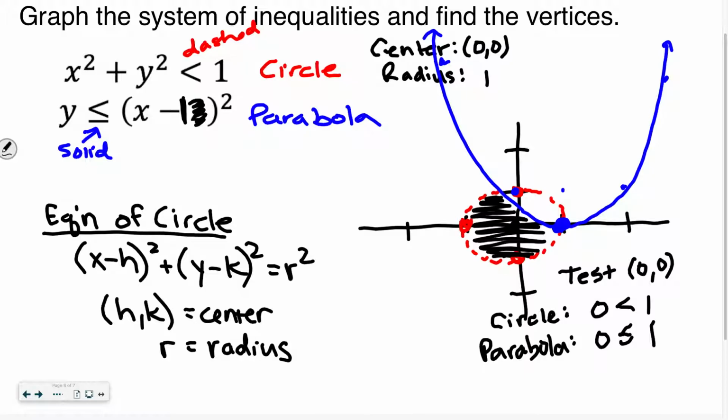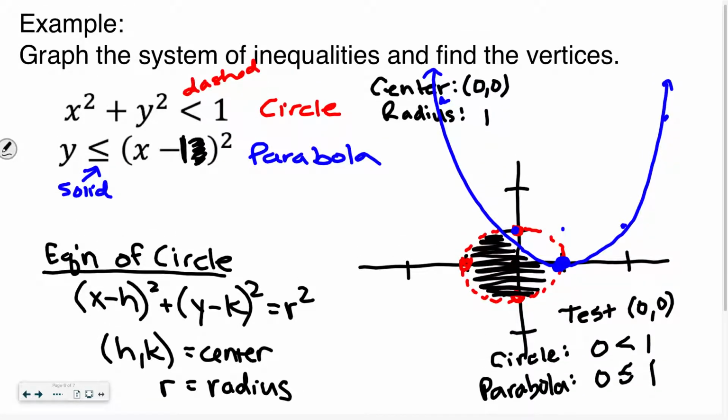Okay, questions about my graphing? Okay, now remember, on the homework, it's going to ask you not only to graph them, but to also find the vertices. So just really quickly, some information about vertices.